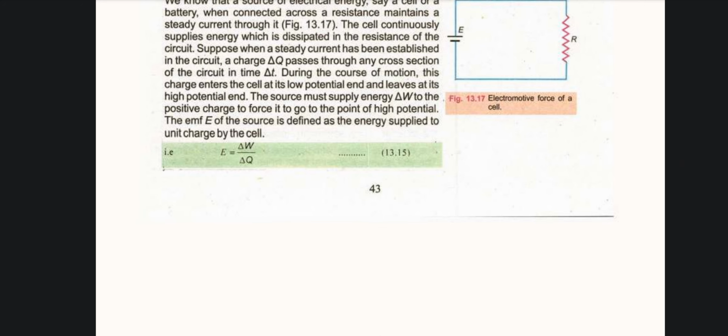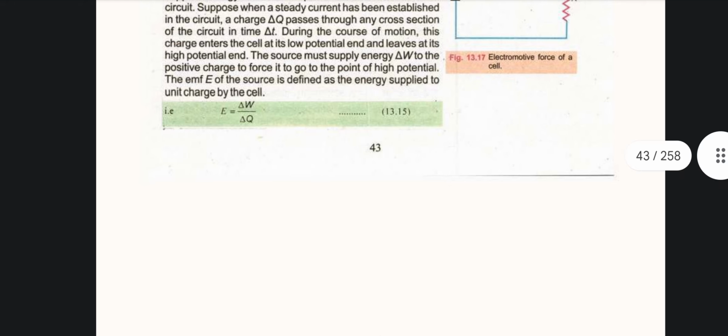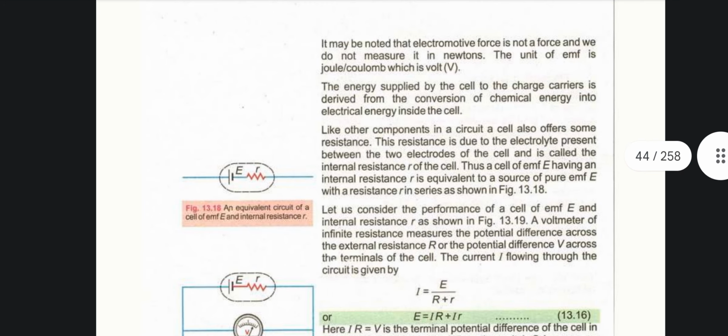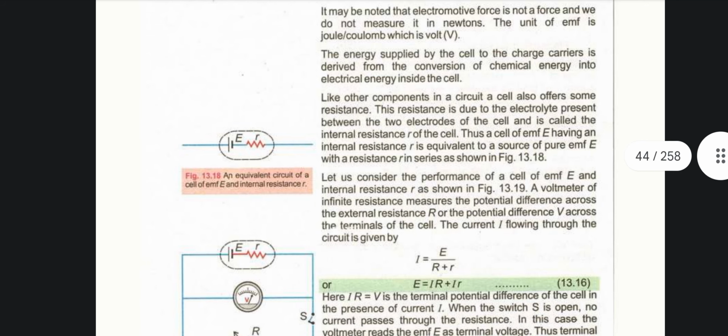The EMF E of the source is defined as the energy supplied to the unit charge by the cell. E is equal to ΔW upon ΔQ. It may be noted that electromotive force is not a force and we do not measure it in newtons. The unit of EMF is joule per coulomb, or volt.